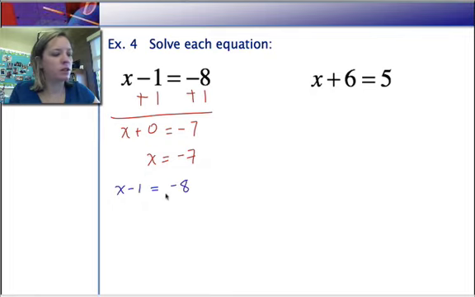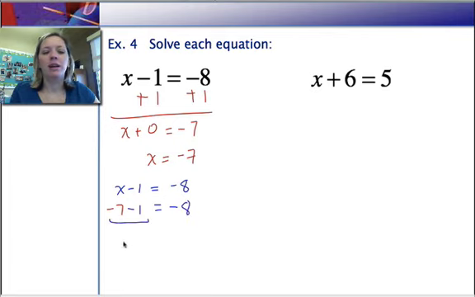x minus 1 equals negative 8. Plug in our value. X was negative 7. Negative 7 minus 1 equals... whoops, sorry, negative 8. Simplify. Negative 7 minus 1 is negative 8. Negative 8 equals negative 8. Check. We solved it right.